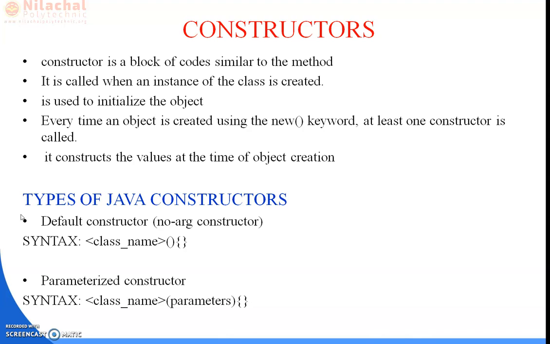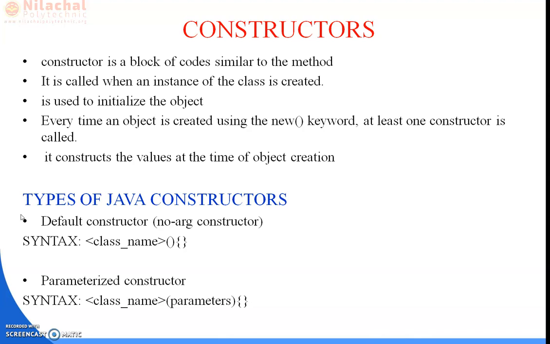We can use access modifiers while declaring a constructor. It controls the object creation. In other words, we can say that we have private, protected, public, or default constructors in Java. Now we will discuss the types of Java constructor. We have two types: the default constructor or no-argument constructor, and the parameterized constructor.